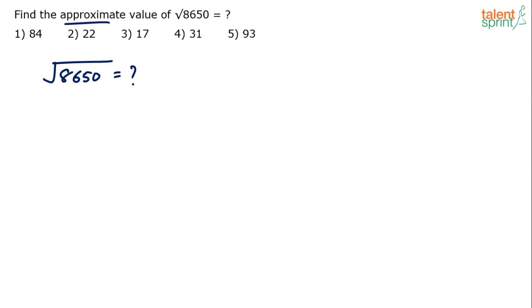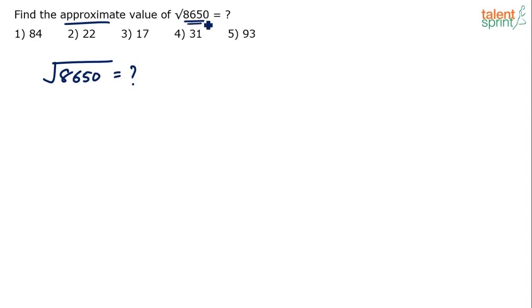So how do we do this? Now in the topic of simplifications, we have already learned how to calculate the square root of a given number, right? There is a simple 3-step process which can be applied to arrive at the answer. But remember, that method doesn't work if the number is not a perfect square. And if you closely observe, the number 8650 here is not a perfect square.